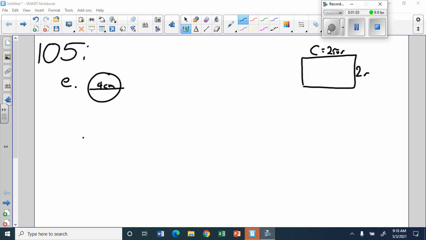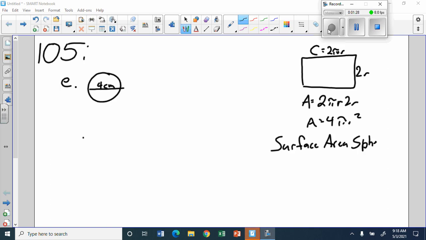So if we multiply these out, area equals length times width, 2 pi r times 2r, area equals 4 pi r squared. That's the same formula you can see on page 734. So the surface area of a sphere, we did this last week, area equals 4 pi r squared. If you can't remember it, you can think about how to find it.